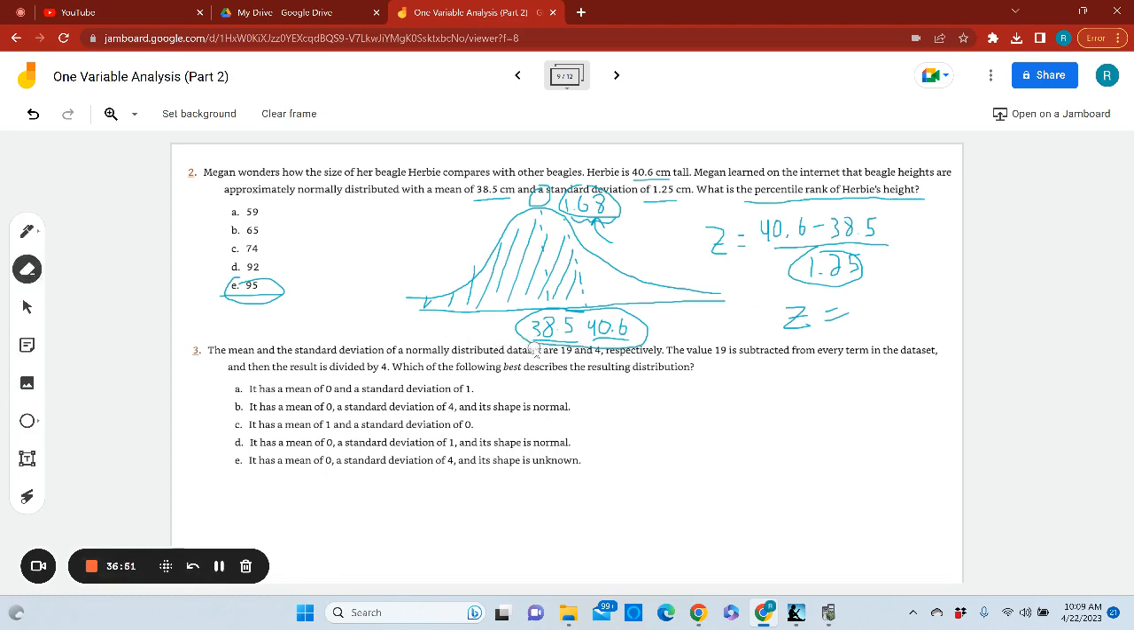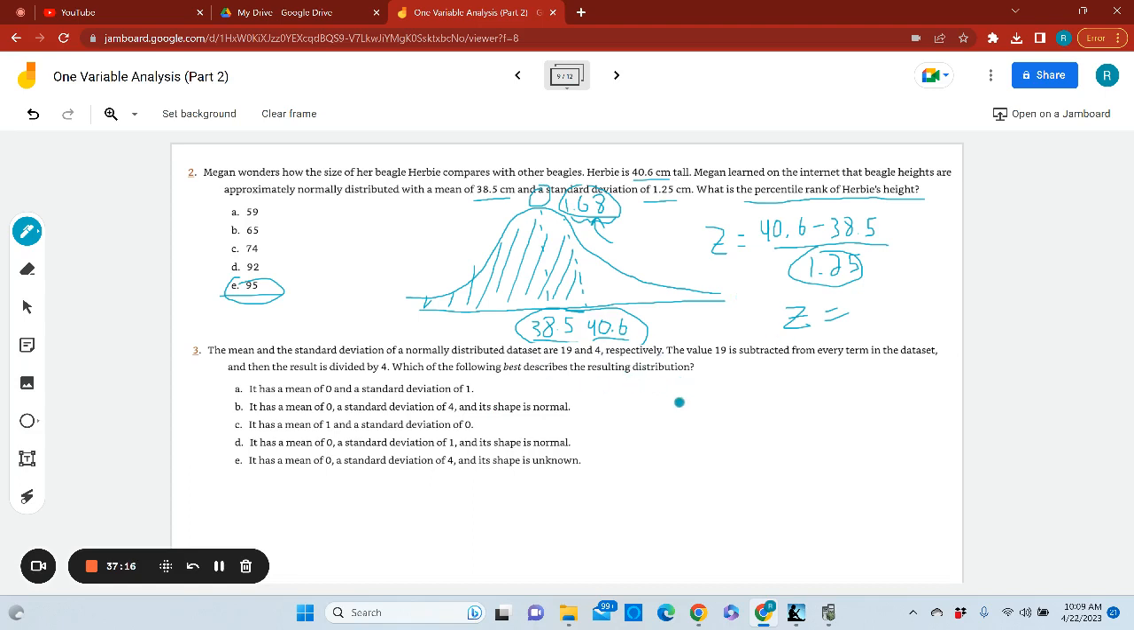Let's keep cruising here and look underneath. You can pause too when I'm done reading if you want. It says the mean and standard deviation of a normally distributed data set are 19 and 4 respectively. The value 19 is subtracted from every term in the data set, and then the result is divided by 4. Which of the following best describes the resulting distribution?